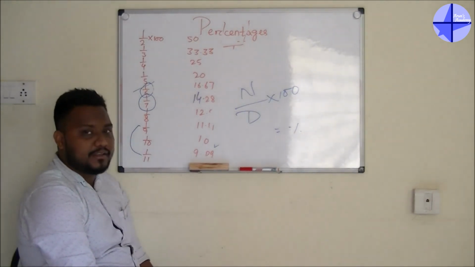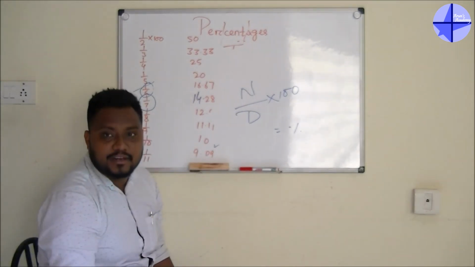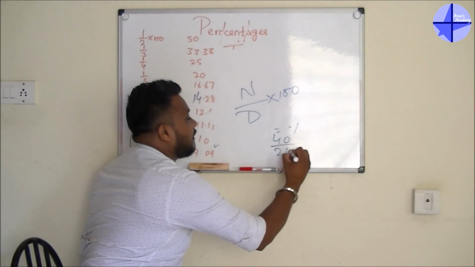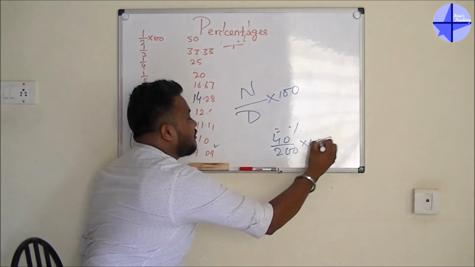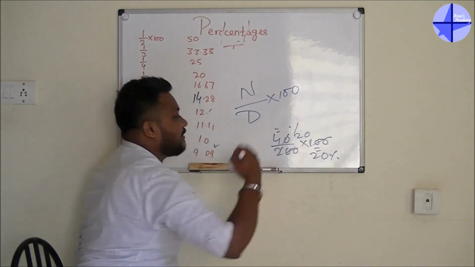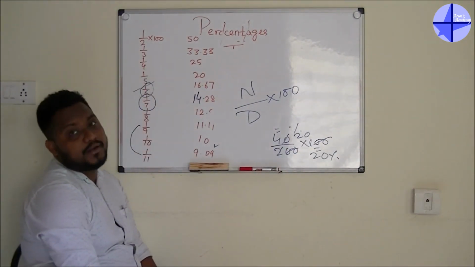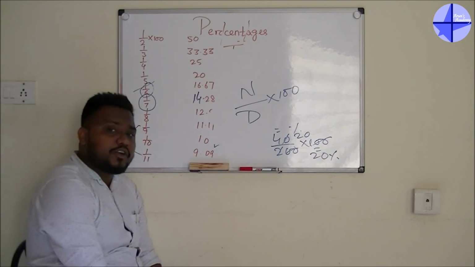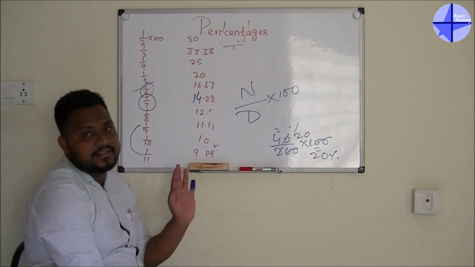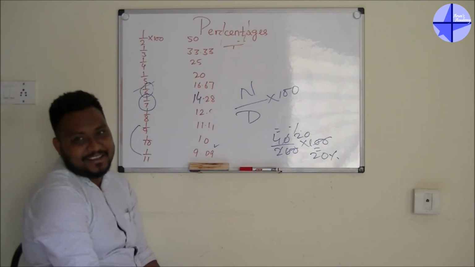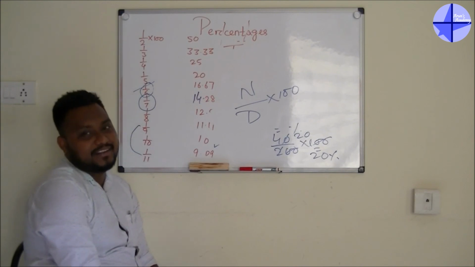What are you calculating? You are calculating 40. With whom you are calculating? 200. So 40 divided by 200 into 100. 0 cancel, 0 cancel, 2 cancel, you will get 20, so it is 20%. So 20% of 200 is equal to 40. This is your type number 1. I am not sure whether they will ask you this type number 1 or not. They will never ask you the type number 1.